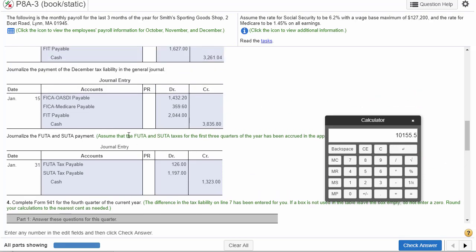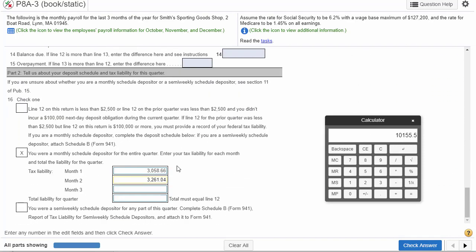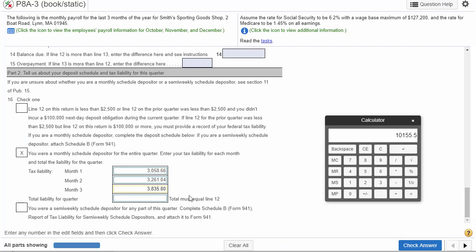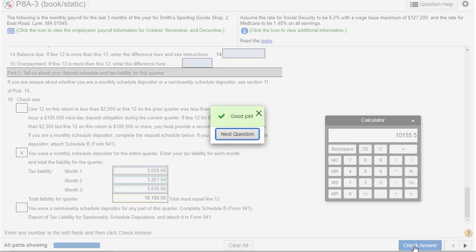Scroll back up here and get the January payment of FICA FIT, 3,835.8. Now remember, don't grab the FUTA SUTA payment because that has nothing to do with the Form 941. 941 is only about FICA FIT. And then when we add these three, these are our payments that we made for FICA FIT. We add those up, and that is the same as line 13, total deposits. We've already added them, so I'm just going to copy and paste this number. And then that's it. Good job.